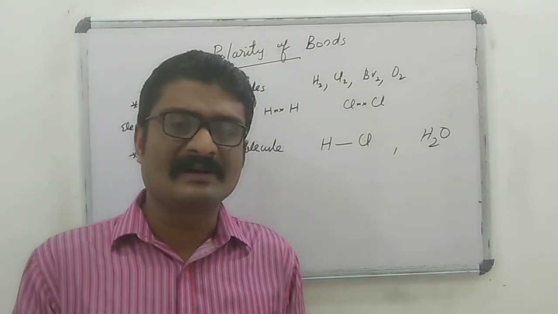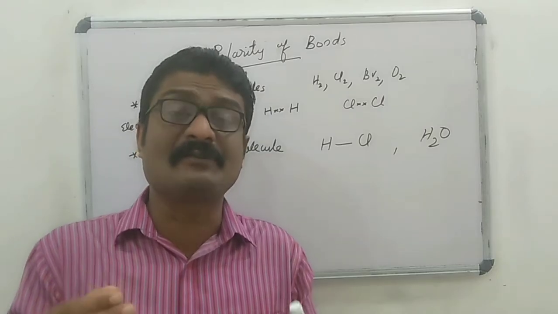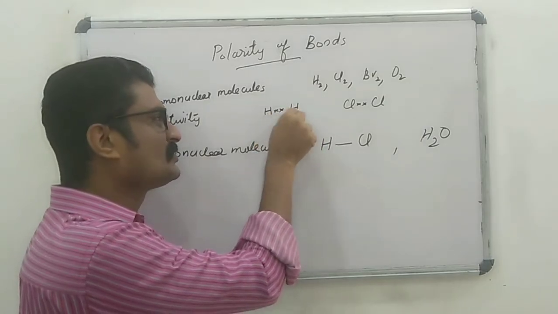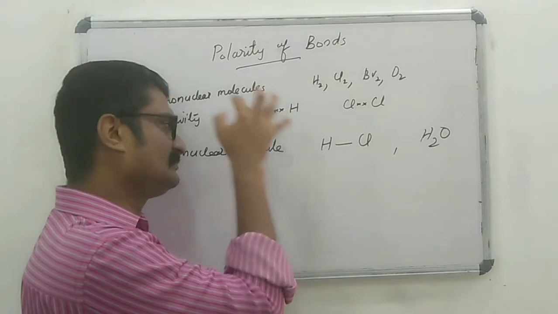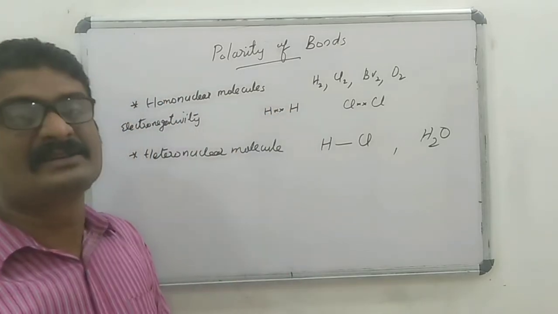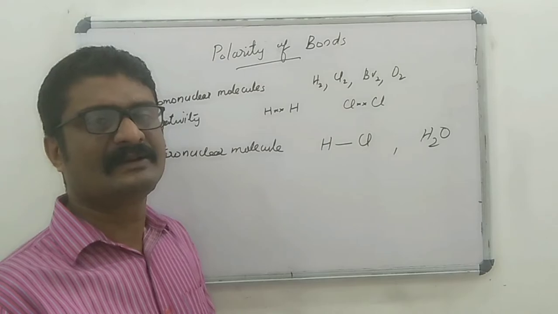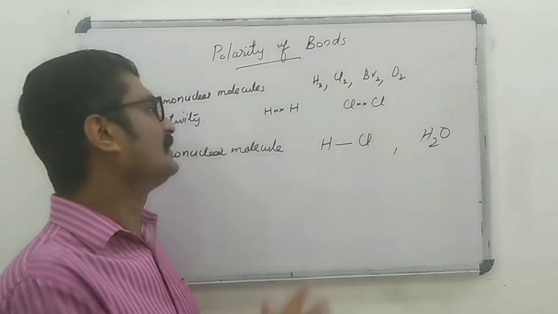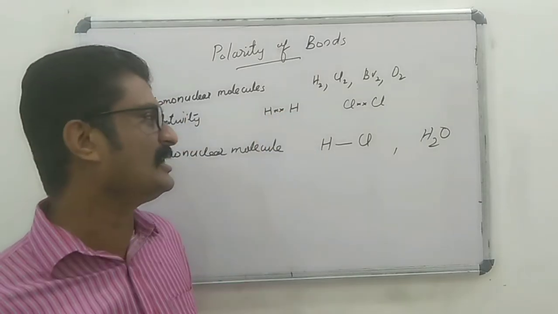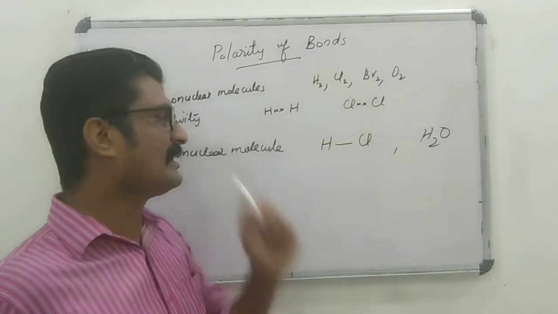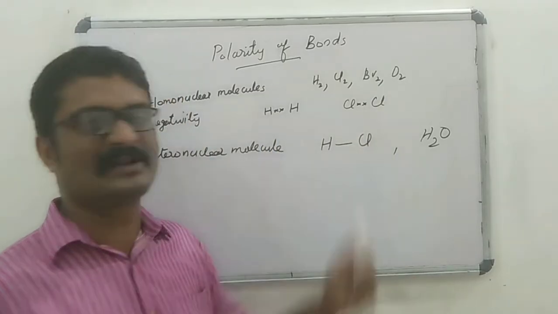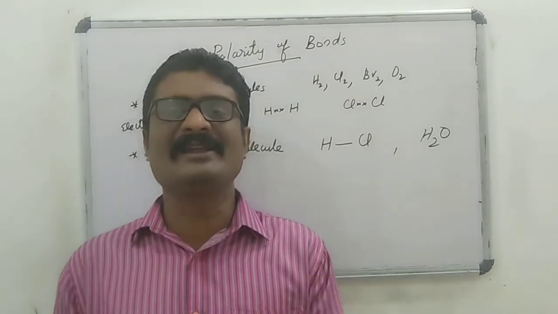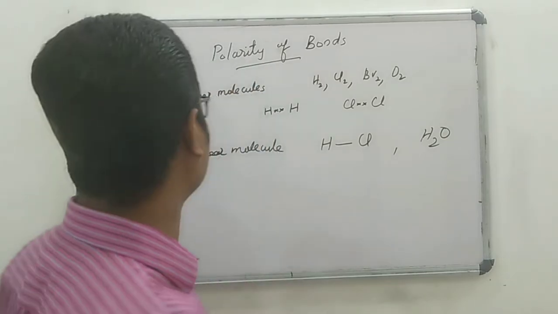Electronegativity is the ability or capacity of a bonded atom to attract the bond pair of electrons, or the shared pair of electrons, towards its side. Here the two hydrogen atoms have the same electronegativity, the same capacity to attract the bond pair of electrons, so the bond pair is equally shared between the hydrogen atoms. In this case, the bond pair of electrons is equally shared between two chlorine atoms. Such a covalent bond is called a non-polar covalent bond.